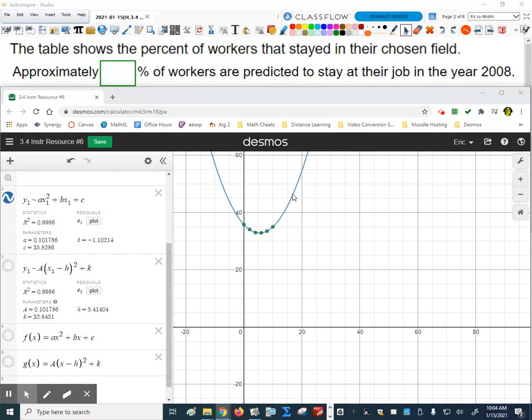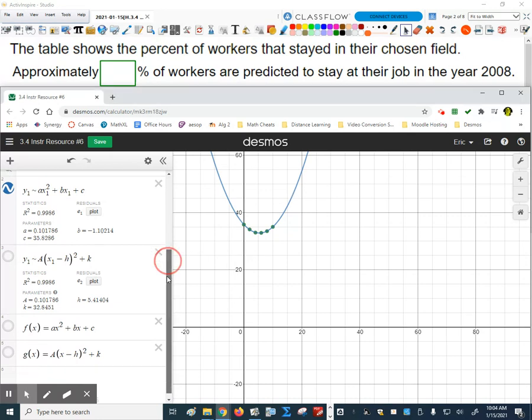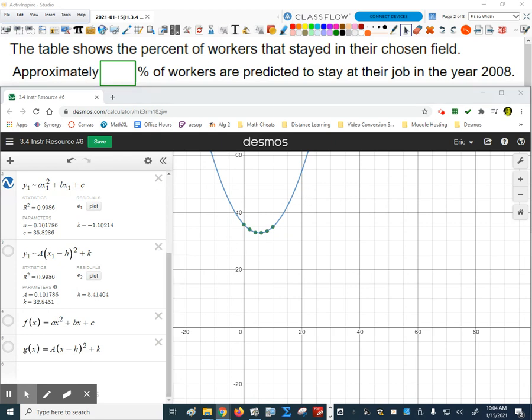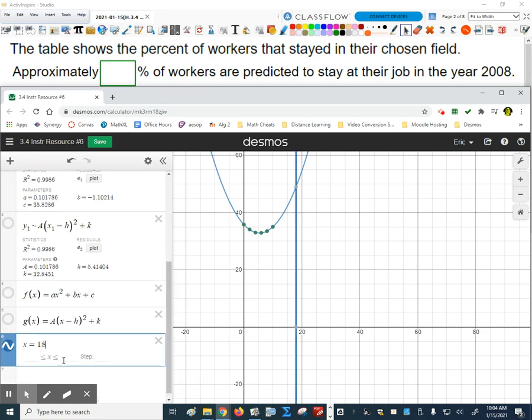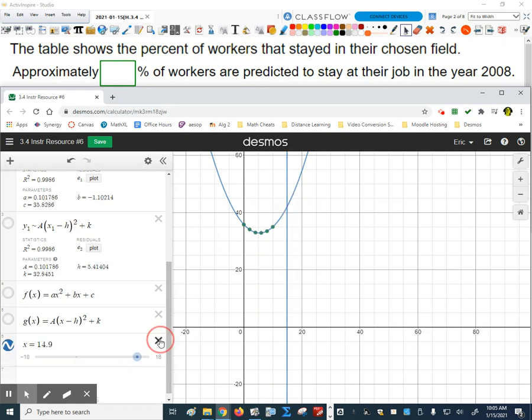right? Okay, so there's a couple ways I could do that. I could graph the vertical line x equals 18 if I wanted to, right? X equals 18, and I could just look for the intersection there. That's one way I could do it, right? Does that make sense? Okay, and then I could slide that value around if I want to and find other values of the intersection, but there's a better way, right?